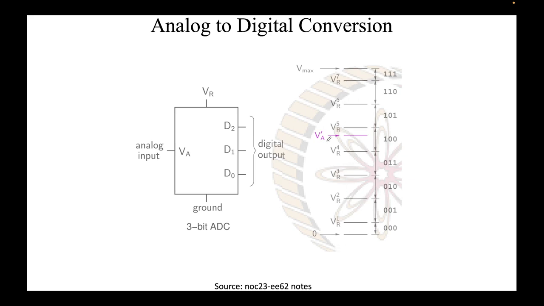So we compare the analog input that we need to find the digital counterpart for with these seven references. Whichever one it crosses is its value. In this case, VA prime crosses the reference VR4, hence the value will be 100. If there is some other input, VA double prime, which rises over here, it crosses VR6 but has not crossed VR7, so it will be stored as 110. That's how we convert this analog value to a digital value. That's the basic of analog to digital conversion.